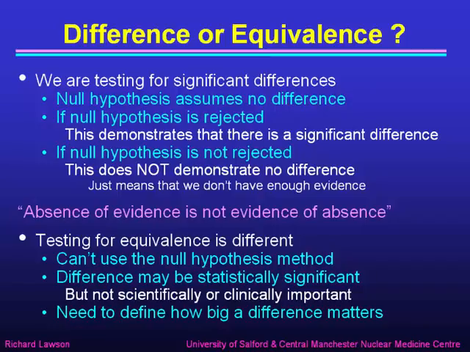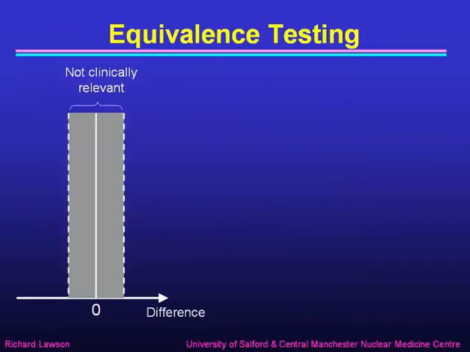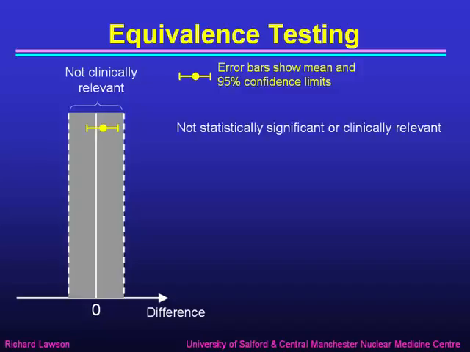In particular, differences may be statistically significant but not scientifically or clinically important. So we need to define how big a difference matters if we're going to do any equivalence testing. Let's just have a quick look at that. This graph shows the difference between 2 measurements, and the region about 0 is not clinically relevant. It's close enough to 0 to not matter. So we could get a result here.